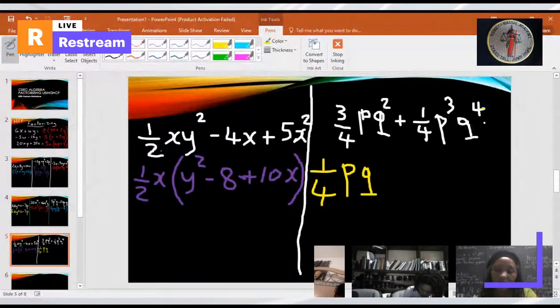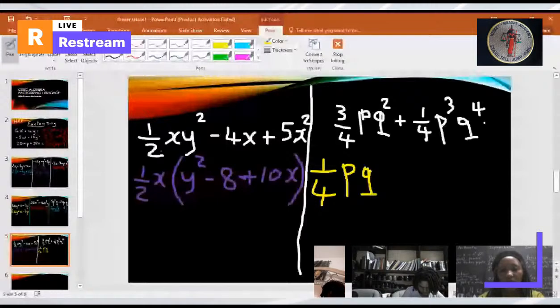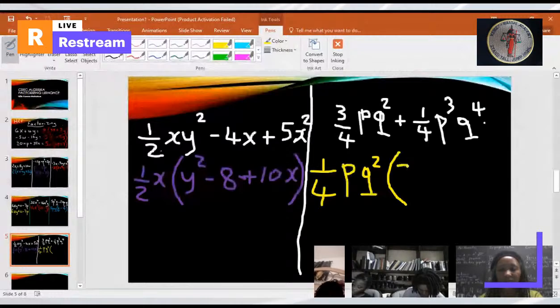Can't we have a Q squared outside? Yes, it can go into Q squared and it can go into that, so we have a Q squared. All right, so what would we need to multiply a quarter by to get 3/4? 3. Okay, and the P and the Q squared cancel each other. You see that? So we only have 3 here, okay?